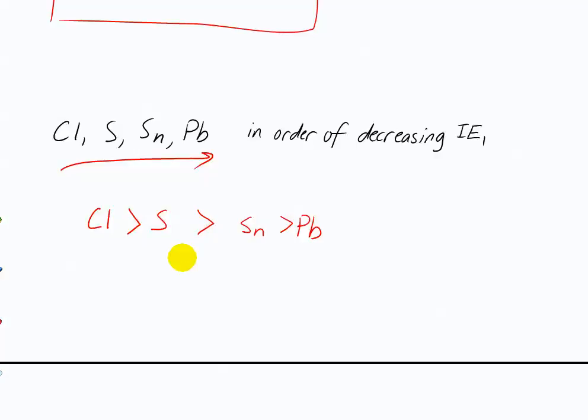So the lowest ionization energy will be lead, and the highest will be chlorine, and the other two are in that order in between. But those are the kinds of questions that you ask when you see these. Many of these questions won't have things straight in a line or in a column on the periodic table. So you kind of have to ask yourself, well, which one is more than the other?